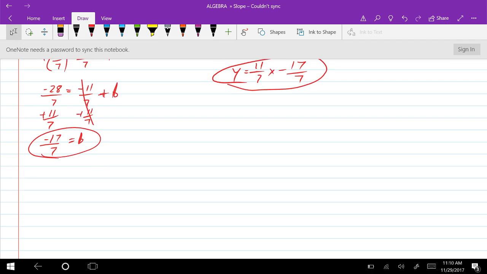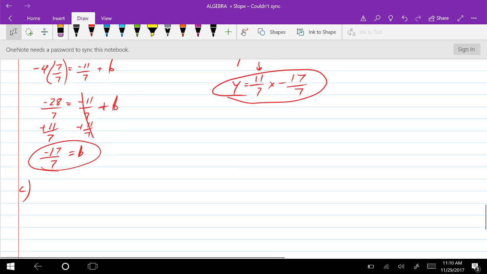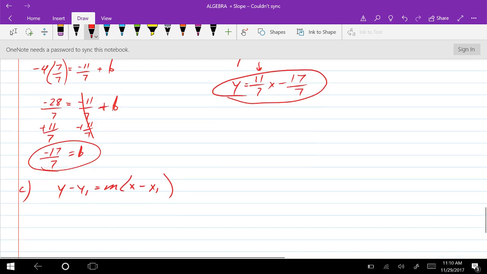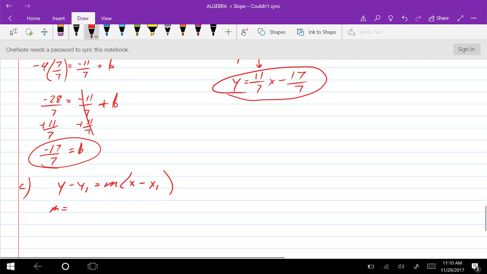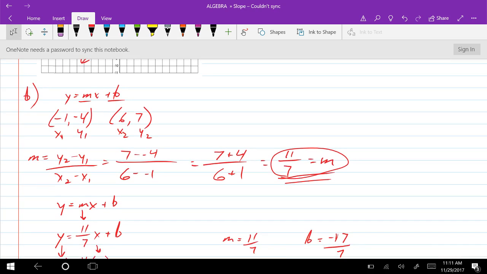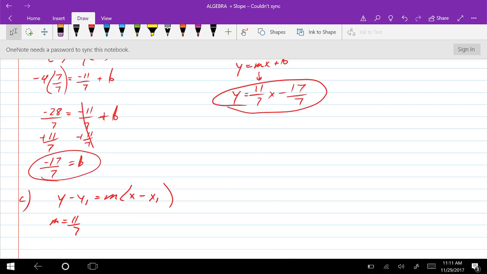For part C, we ask for the equation in point-slope form. So, point-slope form is y minus y1 equals m times x minus x1. I know my slope has to be 11/7. And I know a point that it crosses through because it gave us a point. So let's use (6, 7). This would be my x1 and y1.